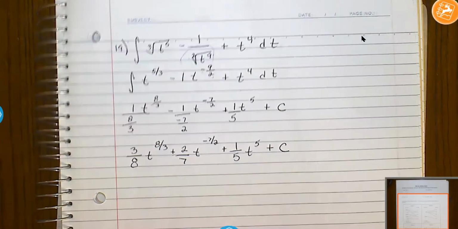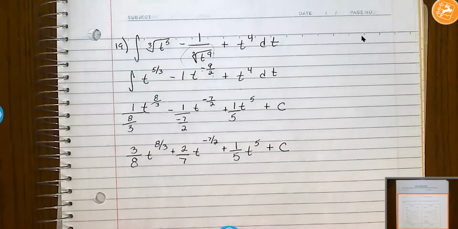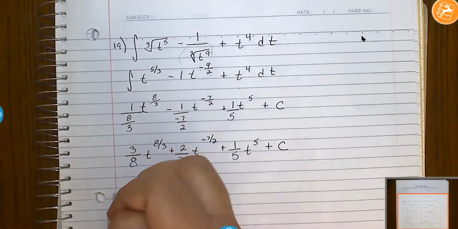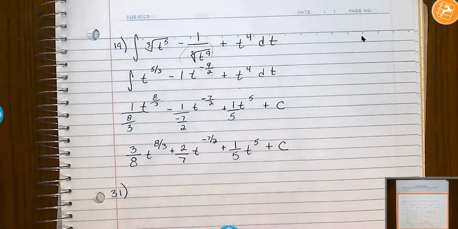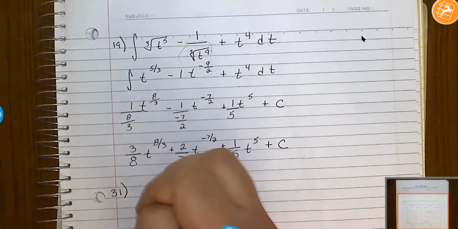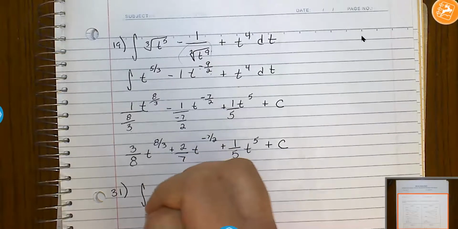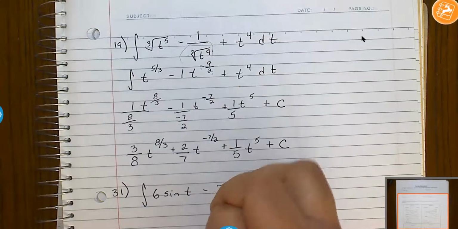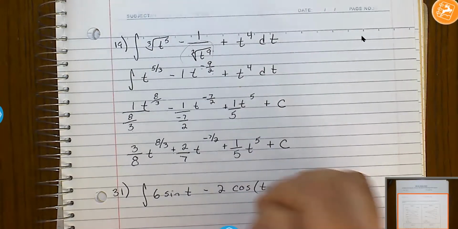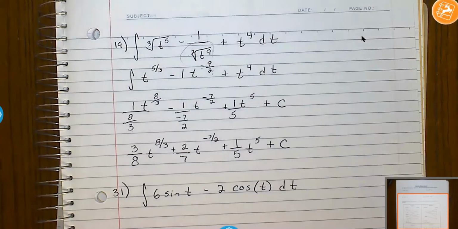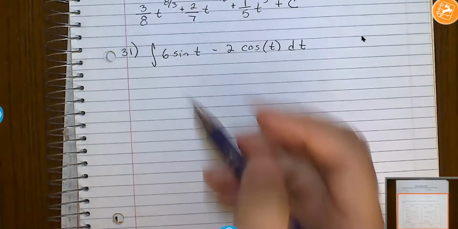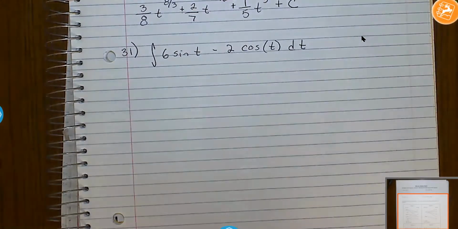Okay. Now we are dealing with some trig rules, okay? So 31. We have the integration of 6 sine of t minus 2 cosine of t dt. Right, I did post some rules of trigonometry, rules of the trig integration. Having those out, it's really going to help you with this.